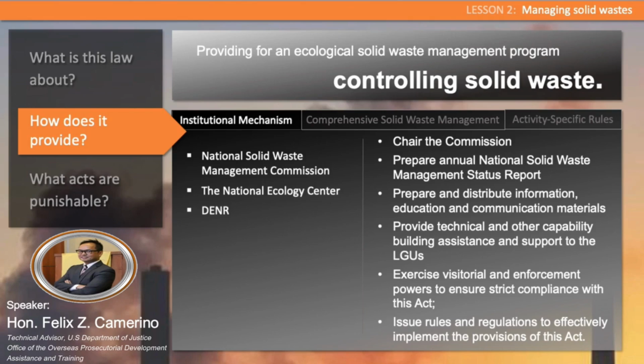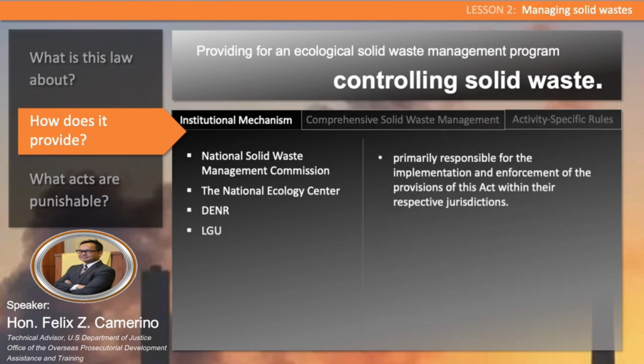So that is a very short list of the many powers and functions of the DENR in relation to controlling solid waste. Let's move on to the next on our list, and that's the local government units. The law reiterates what is widely known as to their responsibility in overall governance. As it pertains to controlling solid waste, they are primarily responsible for the implementation and enforcement of this law.